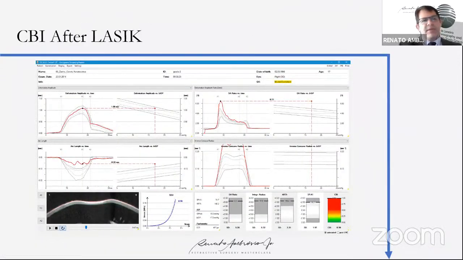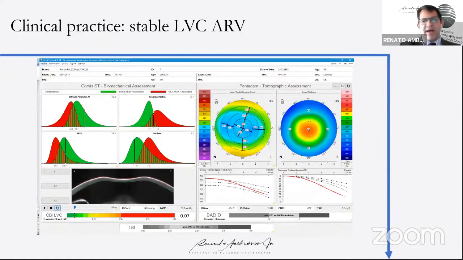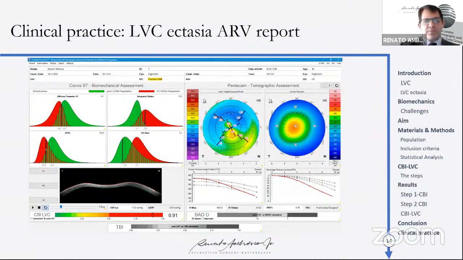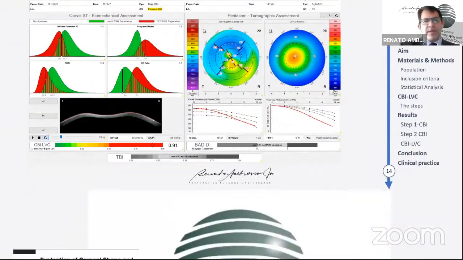We have the CBI post-LVC after LASIK. In many cases of LASIK you would have a high CBI, but if you have a different algorithm for post-LVC, this would be very nice and specific for saying this is a stable post-LVC, post-laser vision correction, but still sensitive to detect ectasia after laser vision correction.